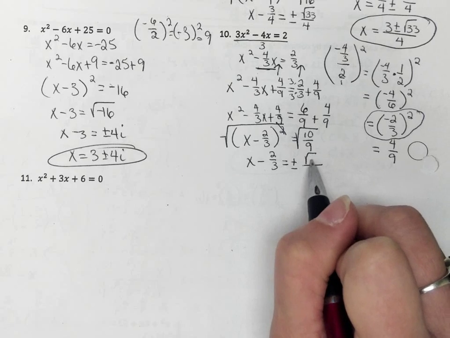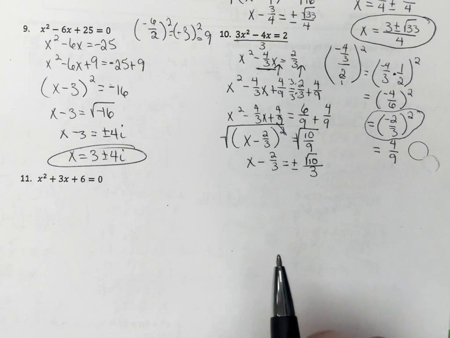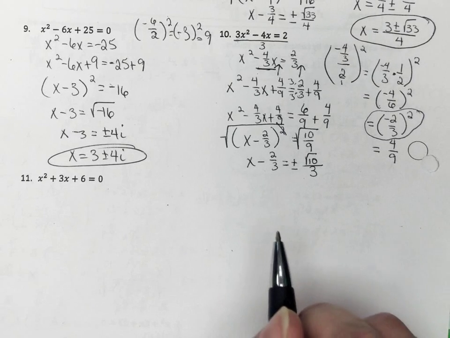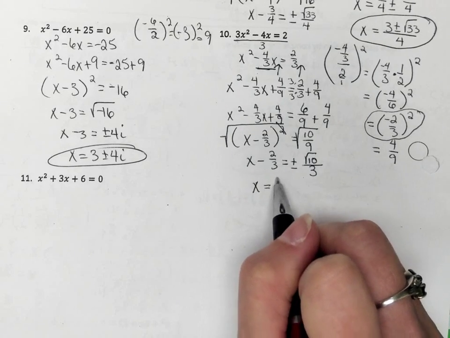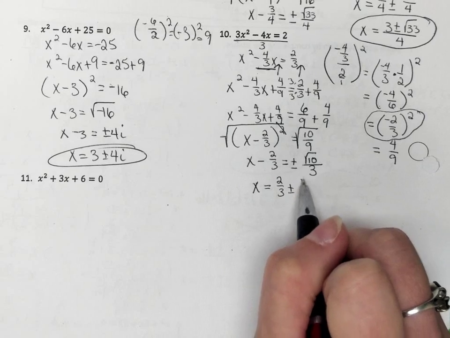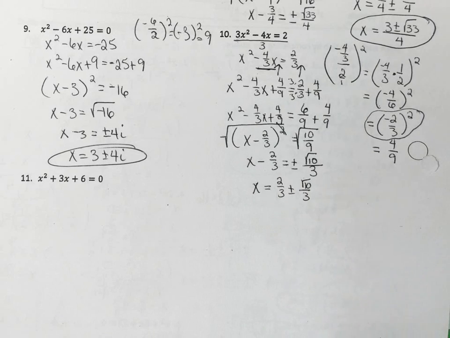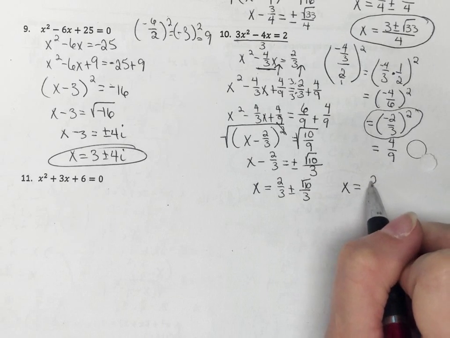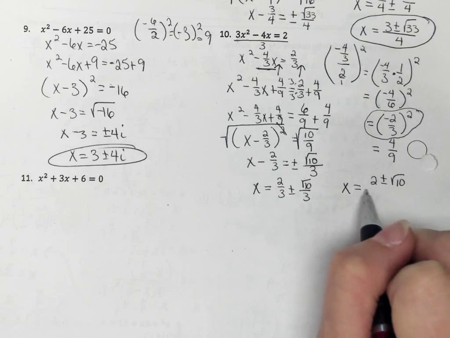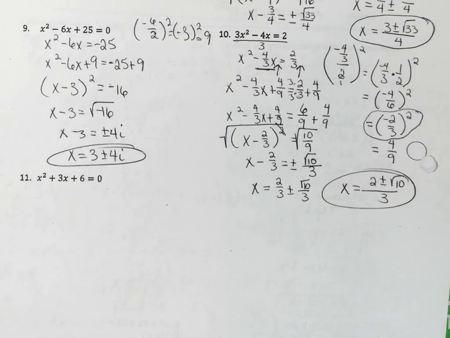And then only put the square root over the 10. Don't put it back over the 3. Put it over the 10. Move that 2 over 3. So it'll be a positive 2 over 3 plus and minus square root of 10 over 3. And just make it one big old fraction. Y'all okay? We got time. You just want me to work out 11 real quick?